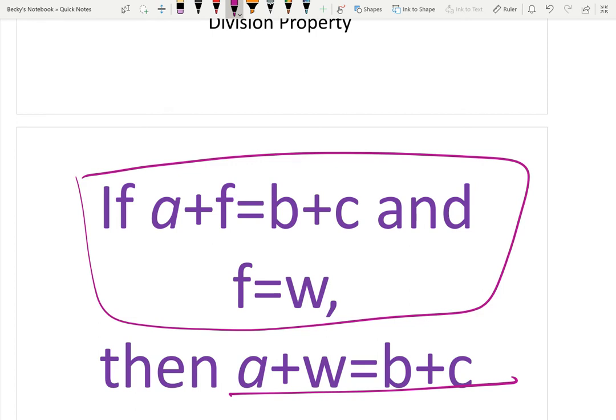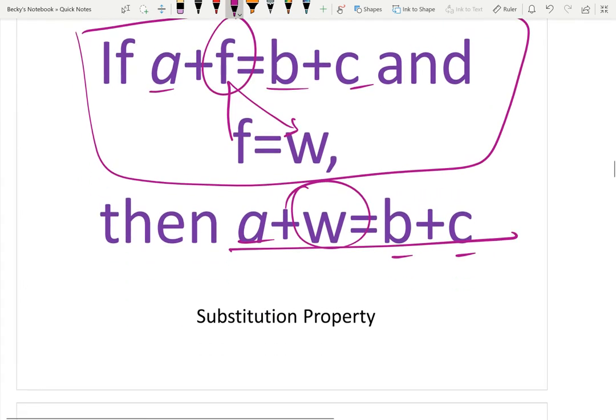How do you get there? All right, so what's different? I mean, that's why you need to start. Like the A's are the same, the B and C is the same, but the F somehow turns into a W. How does the F turn into a W? Can you take it out and replace it? So what's it called when you take it out and you replace it? The substitution property, of course.